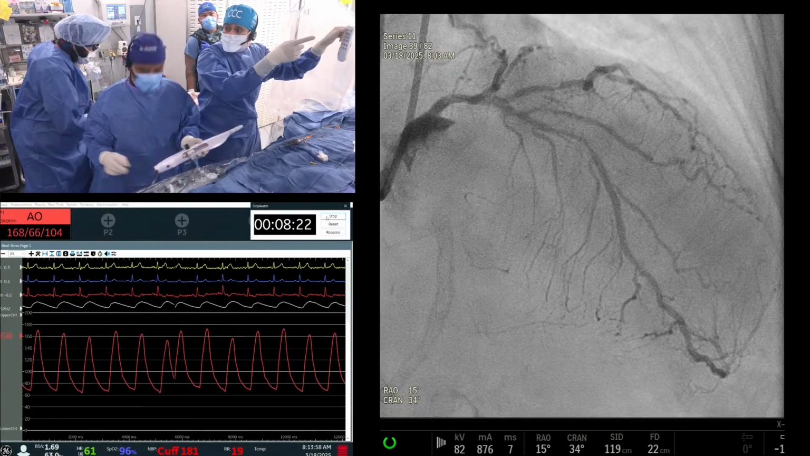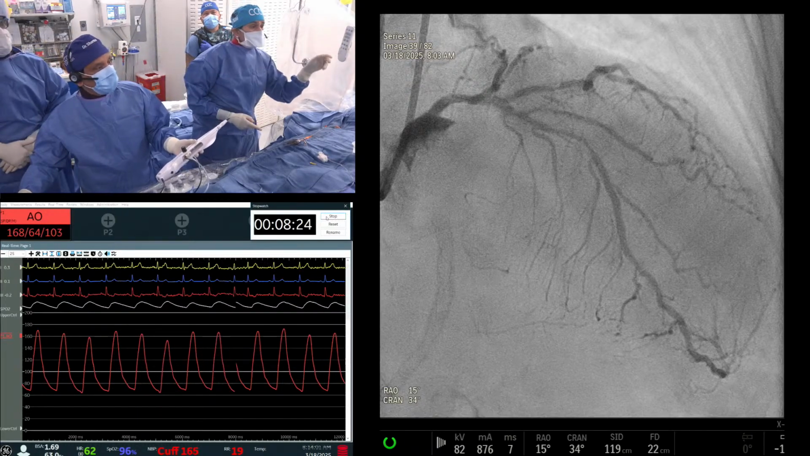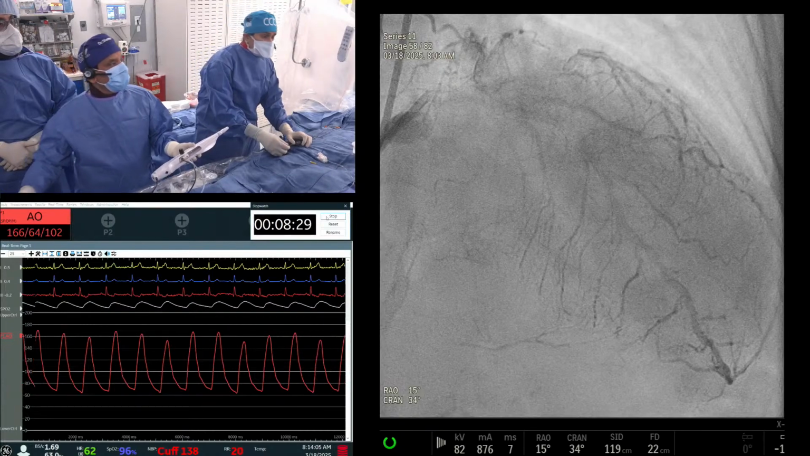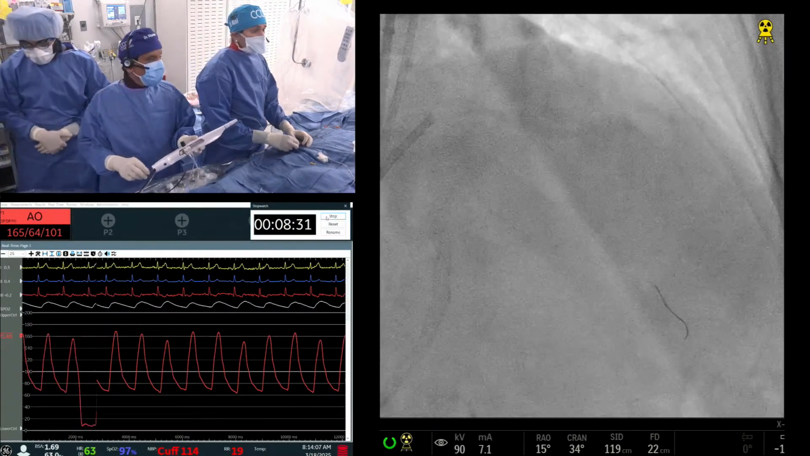Why is this not working? Yeah, it cannot go up. I don't know why. Battery issues.